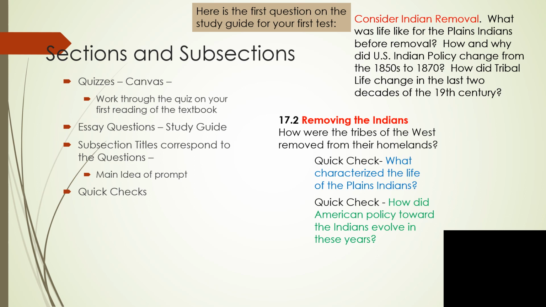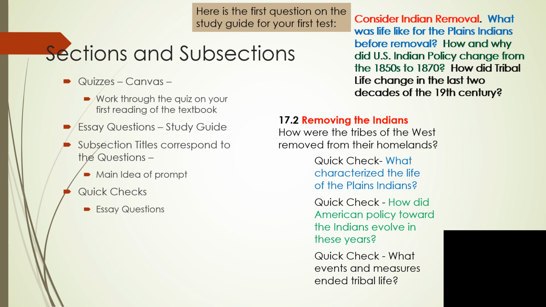So in this case, for example, we skip 17.2.3. The quick check doesn't correspond to the third question in the prompt. But if you go on to 17.2.4, you'll notice that the quick check does correspond. What events and measures ended tribal life? And how did tribal life change in the last 2 decades of the century? So again, if you'll just follow the cues of the textbook and correlate them with the prompts that you have on the study guide, I think that you'll find studying to be much easier and reading to be much more fruitful.